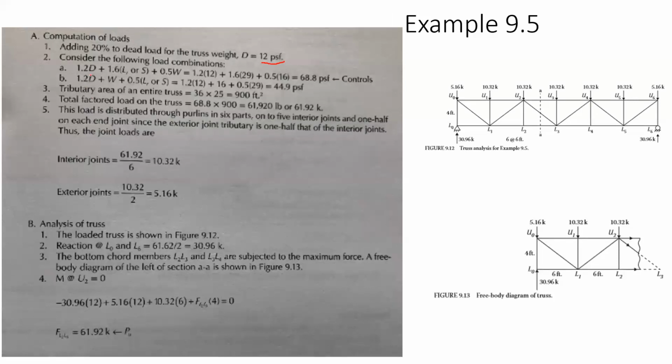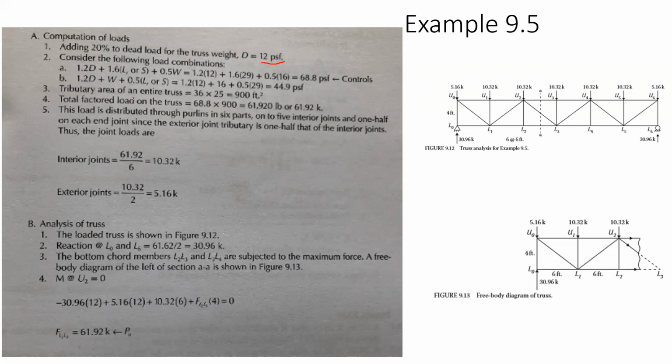So then 1.2 dead load plus 1.6 snow plus 0.5 wind. Plug and chug. It gives us 68.8 PSF. Then the second case is 1.2 dead load plus wind plus 0.5 snow, and it gives us 44.9. Now, the higher controls, because we always want to be conservative, right? We take the highest load, and this is what we're going to take. This is the load factor, remember.